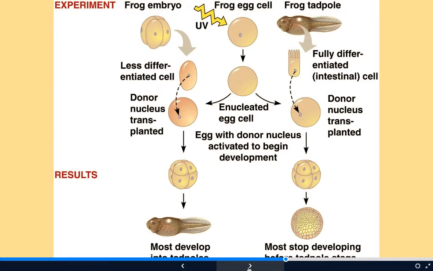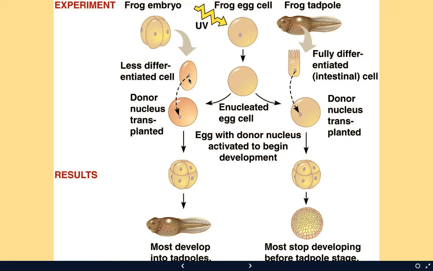Okay, so we can do an experiment. Here's a frog embryo. You've got a less differentiated cell. We can take the donor nucleus and transplant it in. Here's a frog tadpole here. And in either case, with the frog egg cell exposed to UV, you've got this enucleated egg cell, you can put the donor cell in.